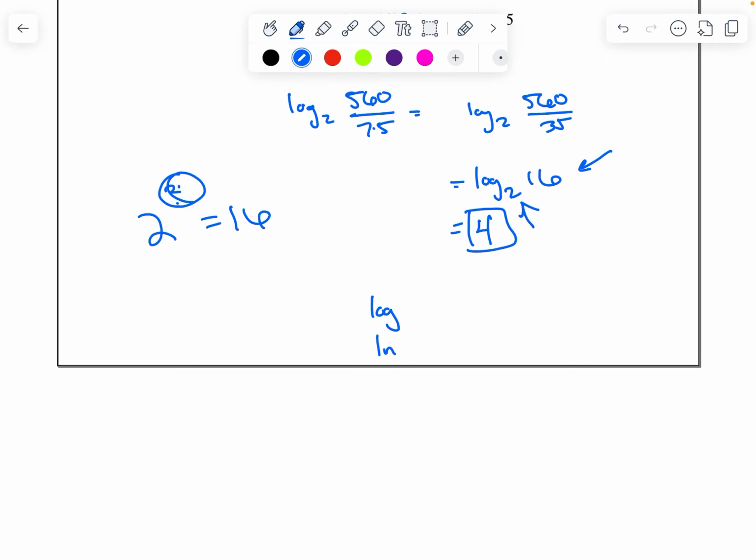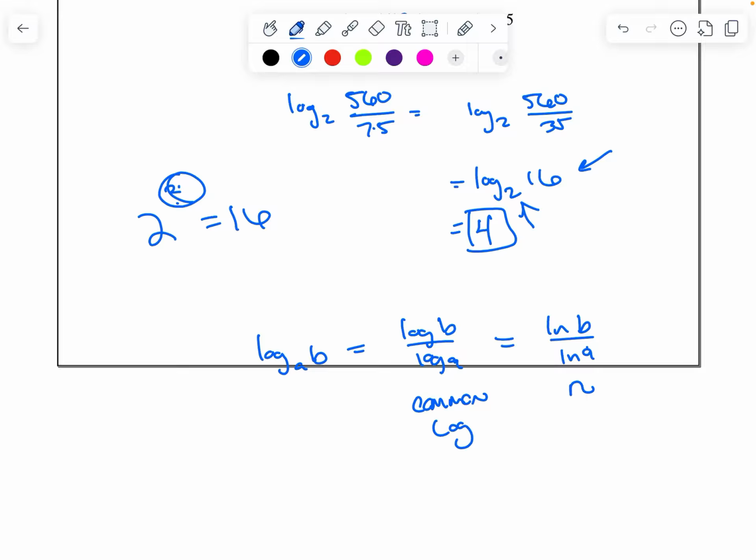If you ever want to take a log of something with a different base, there's the change of base formula. What the change of base formula says is, if I have log base a of b, that's the same thing as log b over log a, or it's the same thing as ln of b over ln of a. This is written with common logs, and this is written with natural logs. Either one will get you the same answer. Notice that the higher elevation on the page, b, ends up on top. Lower elevation ends up on bottom.